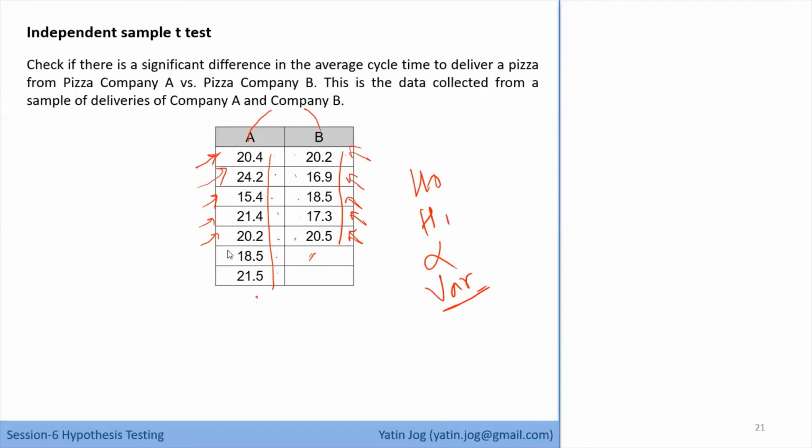Basically, I am comparing the mean of A with the mean of B. First of all, I want to compare the mean of A with the mean of B. So what can my H0 be? Because it is H naught, it has to be in the form of no difference: there is no significant difference in the delivery time of A and the delivery time of B. That can be my H naught, yes?